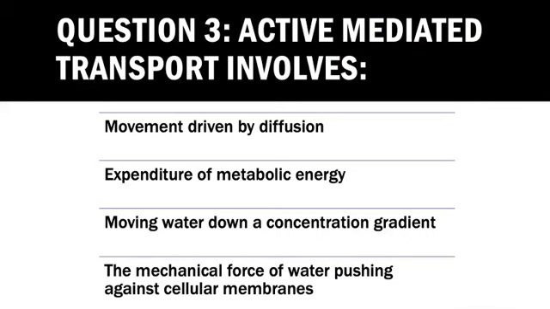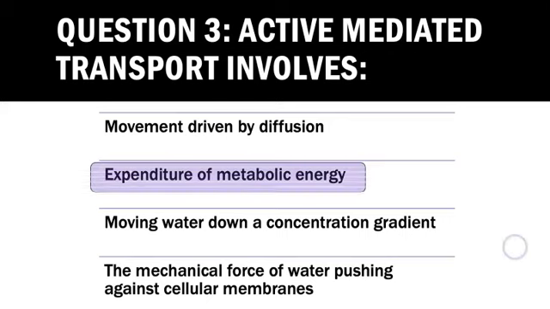And here's another question for you. Active mediated transport is going to involve which one of these? Okay, we know that diffusion is really passive transport. Moving down a concentration gradient is going to be a passive transport. And then what do we think? The mechanical force of water pushing against cellular membranes. That kind of sounds like moving down the concentration gradient as well, right? So our answer is expenditure of metabolic energy because we use ATP for active mediated transport.